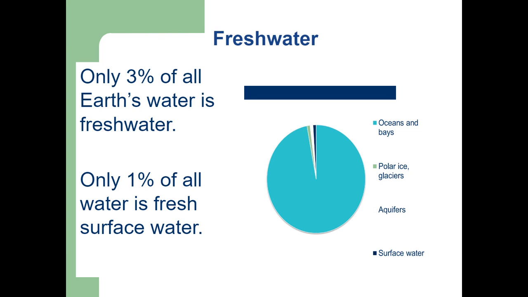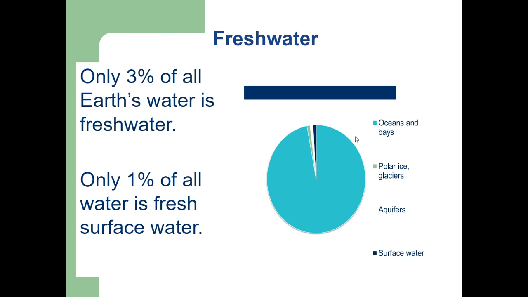Okay? However, only about 3% of Earth's water is actually fresh water, which means only 3% of the entire world's population of water is actually drinkable for us. And only 1% of all that fresh water is surface water. Okay, so we're dwindling down pretty quickly.